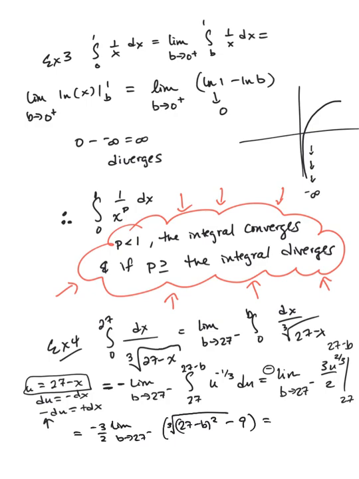Now think about what happens as you approach 27 from the left. Well, the left of 27 would be something like 26.999. Okay, so what is going to happen when you subtract that from 27 and then square it and then cube root it? That's going to head towards 0. So I have negative 3/2 times negative 9, which is 27/2. You need a lot of common sense with this topic and some good mental math skills as well. Okay, last one.